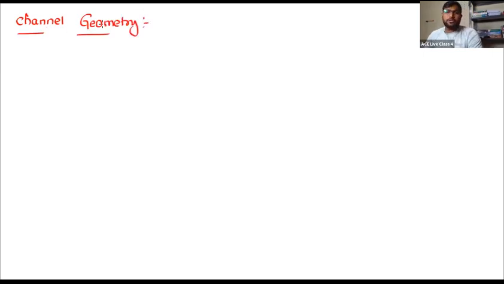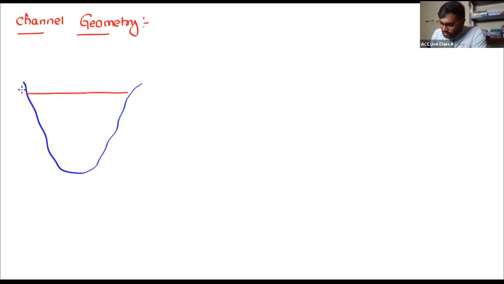Okay. So channel geometry means the various cross-sectional details that we need to know to classify the flow. Now, let's take an irregular channel like this. Is it regular or irregular? Regular means lined, irregular means unlined. So it's an irregular channel, and this is a free water surface. Now, what are the various parameters for a given channel geometry?